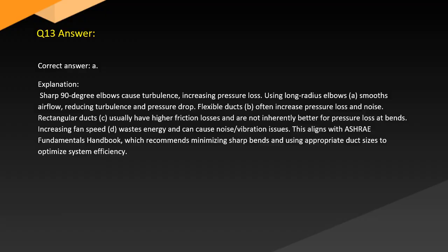Answer. Correct answer: A. Explanation. Sharp 90-degree elbows cause turbulence, increasing pressure loss. Using long radius elbows (A) smooths airflow, reducing turbulence and pressure drop. Flexible ducts (B) often increase pressure loss and noise. Rectangular ducts (C) usually have higher friction losses and are not inherently better for pressure loss at bends. Increasing fan speed (D) wastes energy and can cause noise and vibration issues. This aligns with the Fundamentals Handbook, which recommends minimizing sharp bends and using appropriate duct sizes to optimize system efficiency.